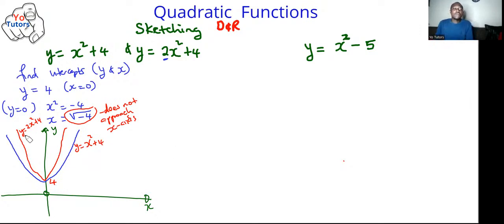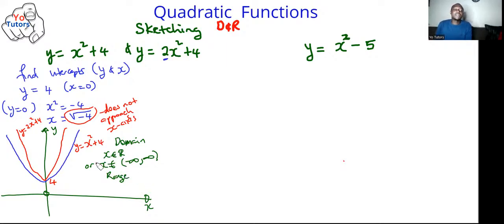Now, let's also talk about the domain and range. Remember, the domain is x, an element of the real numbers, or you can say negative infinity to infinity. Don't put both of them, please, guys. That's what is happening here. What about the range?